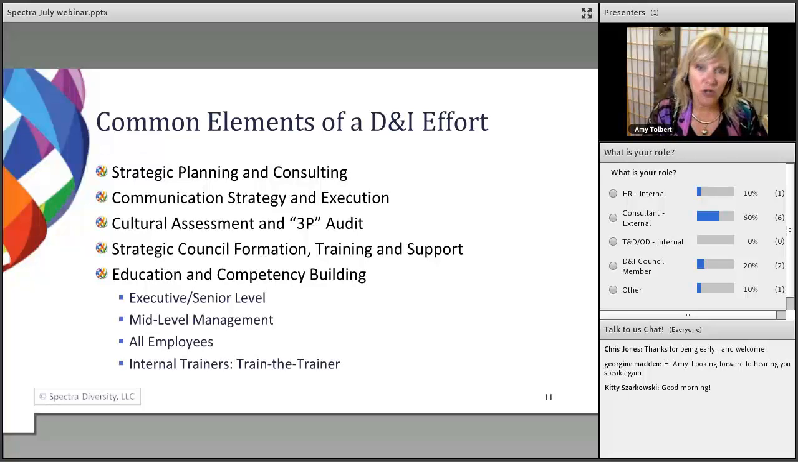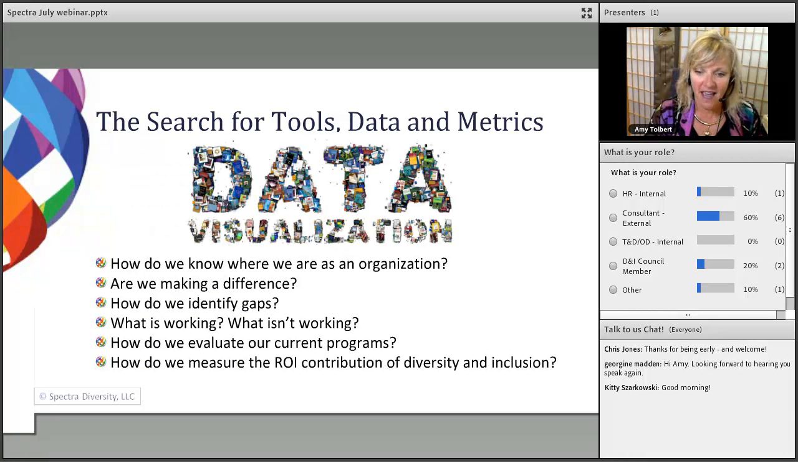And then the inclusion part is all about education, training, building competencies, and building skill sets that people use every day in communication with each other, that leaders use as good role models, and ultimately this flows to our customer base. So it might be executive level, mid-level, all employees. Maybe you do some form of a train the trainer. But these are just some of the basic elements that are present in D&I efforts.